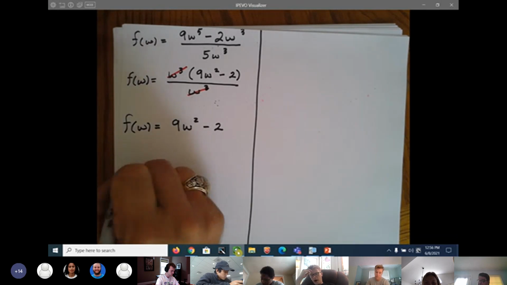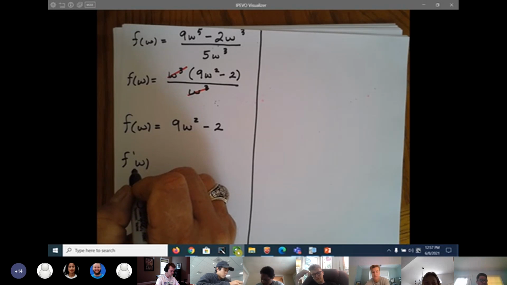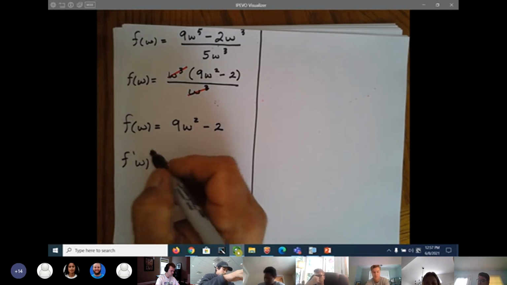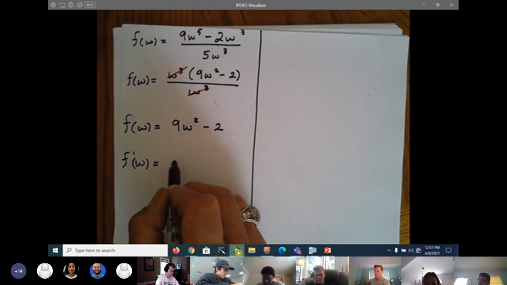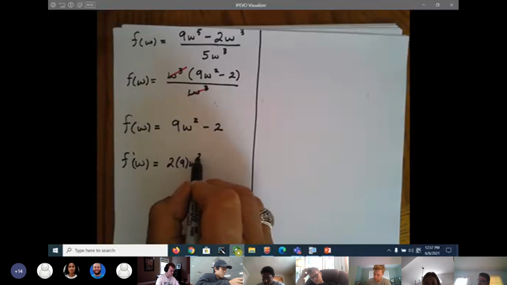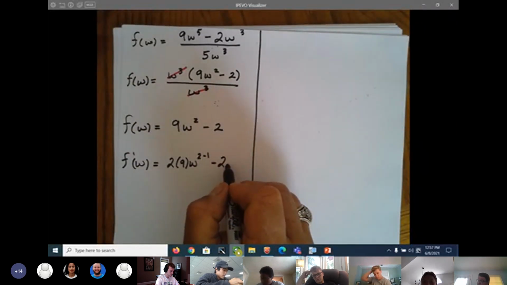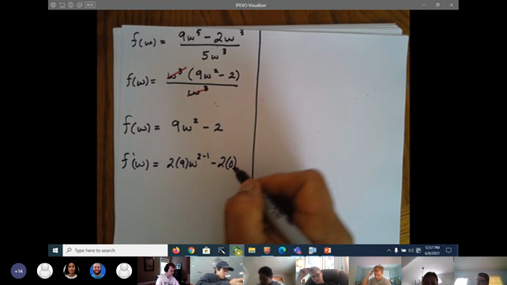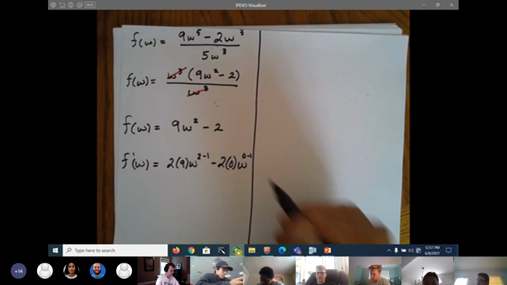And the derivative, f prime of w, is equal to 2 times 9w to the 2 minus 1, minus 2 times 0 to the w, 0 minus 1.